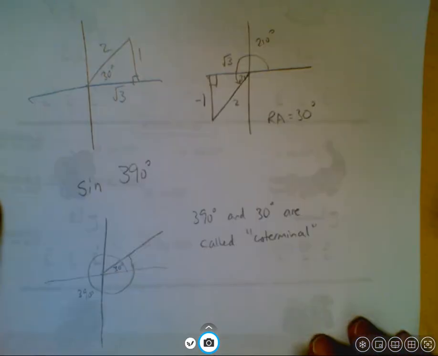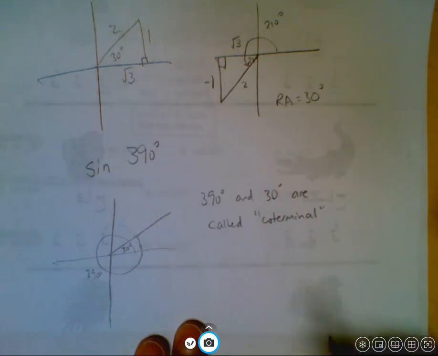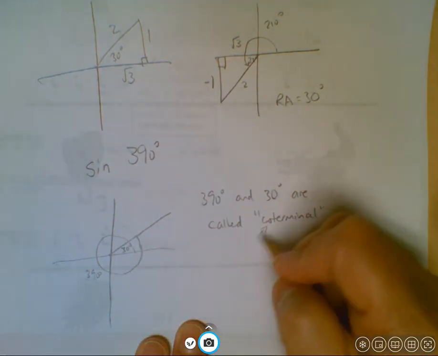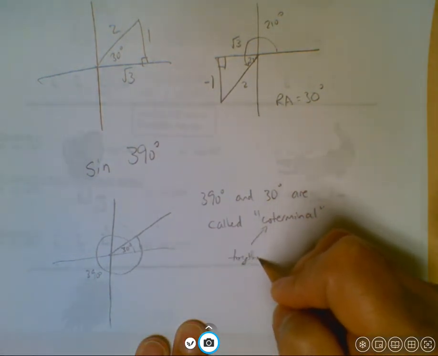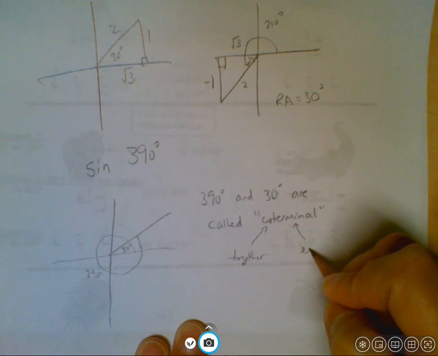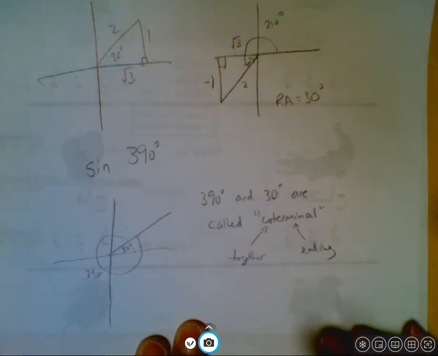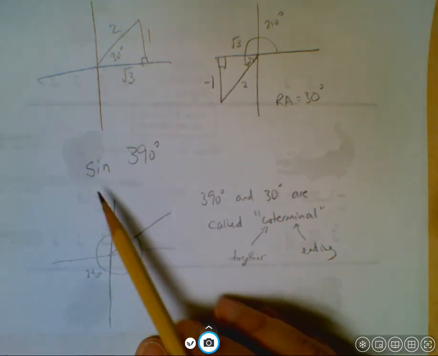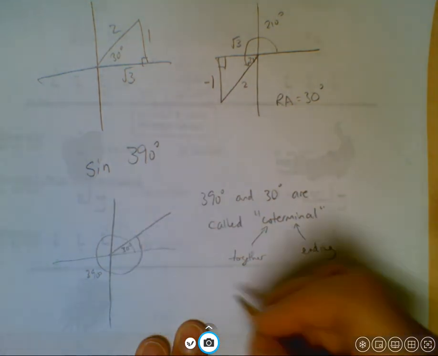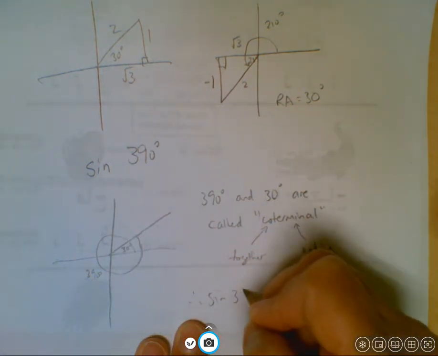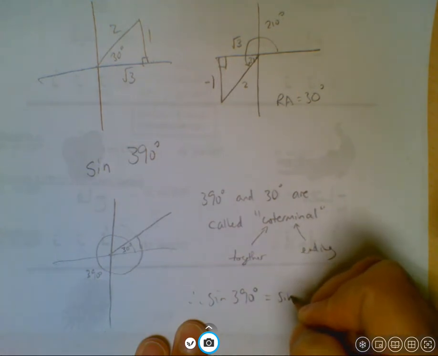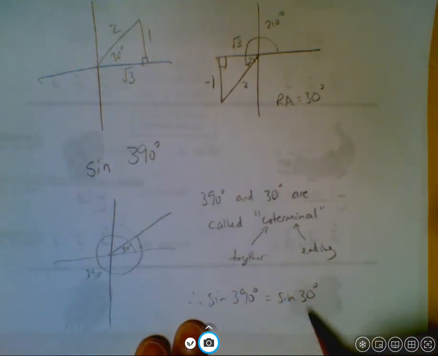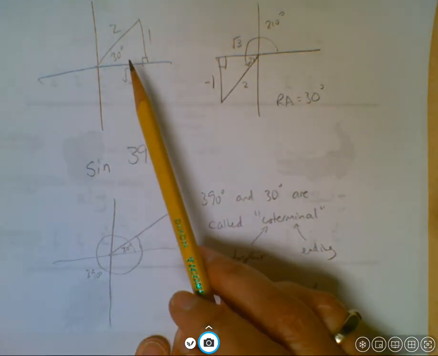This word was introduced in the very first lesson. Coterminal, it means, remember, co means together, like cooperate, and terminal means end or ending. So they end together, right? 390 ends up with this terminal arm. So if I asked you for the sine of 390, that's really the same as the sine of 30 degrees. And the sine of 30 degrees is this picture up here.